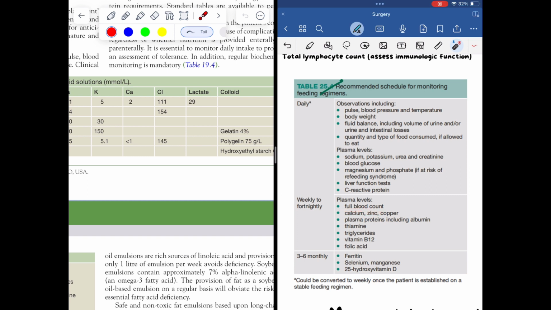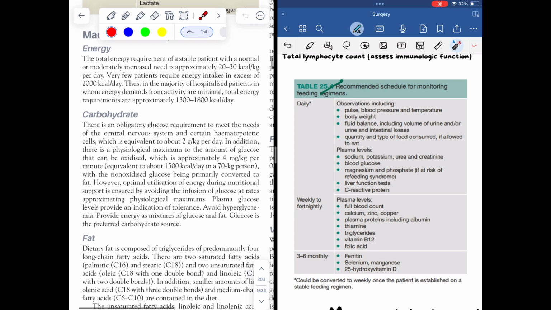Weekly to fortnightly we check the full blood count, calcium, zinc, copper, plasma proteins including albumin, thiamine, triglycerides, vitamin B12 and folic acid. Three to six monthly we check the ferritin, selenium and manganese, and 25-hydroxy vitamin D. Once the patient is established on a stable feeding regimen, we can check the plasma levels that we check on a daily basis, on a weekly basis instead.